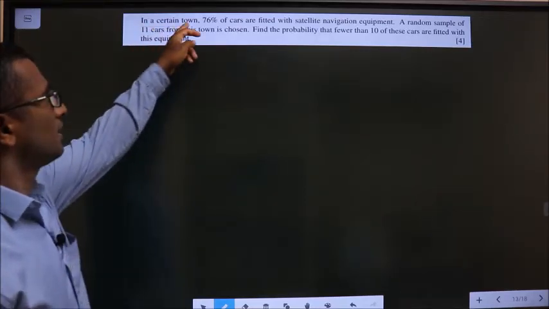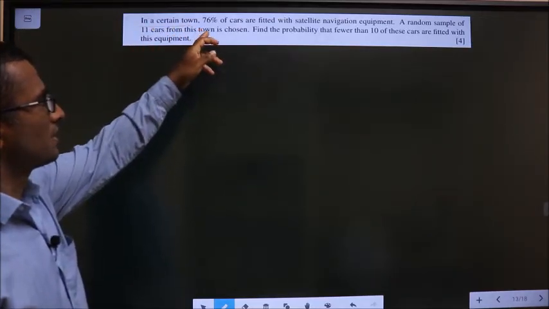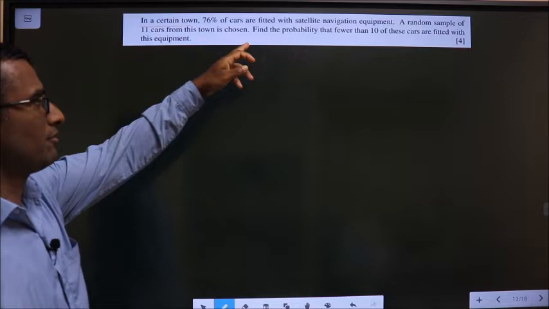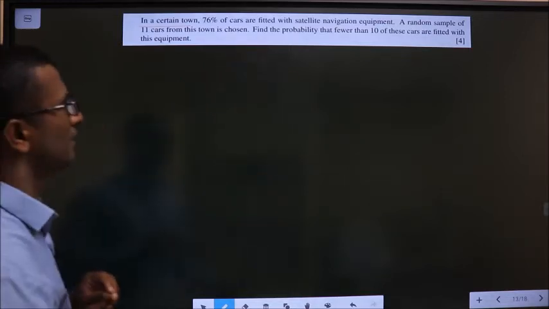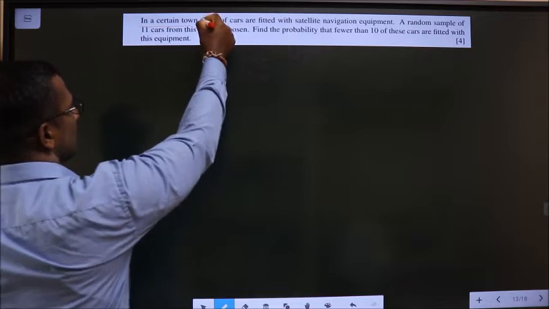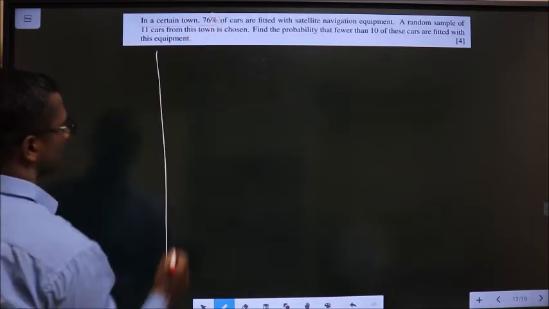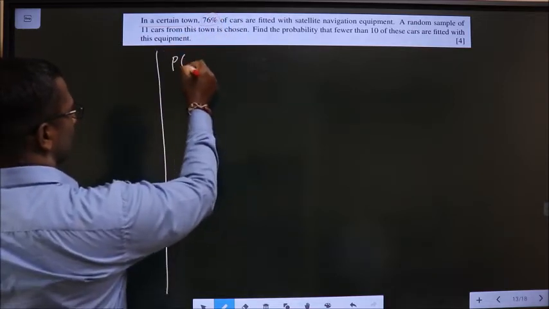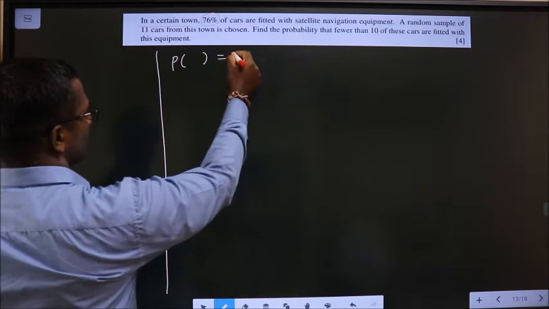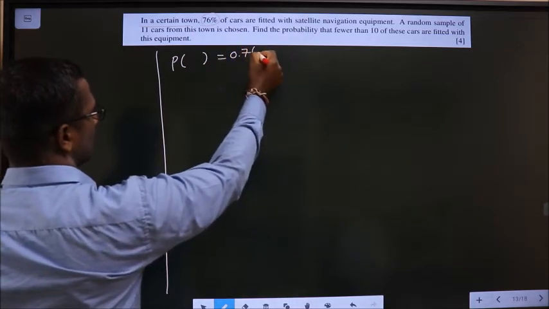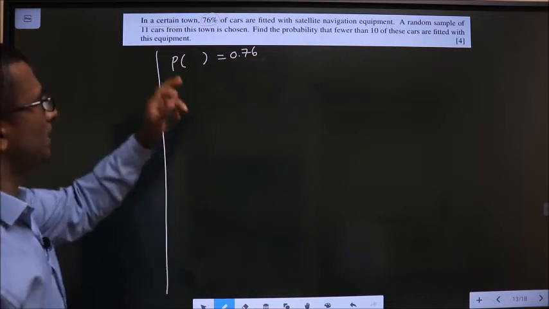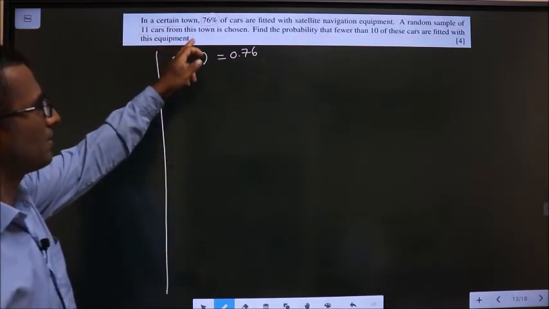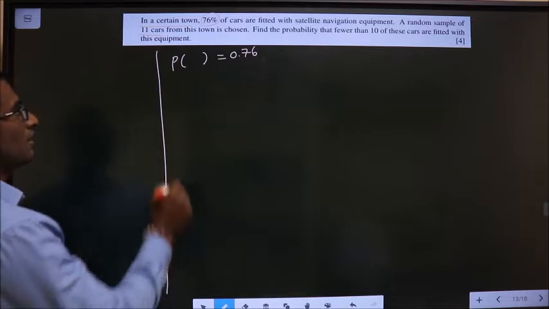In a certain town, 76% of cars are fitted with satellite navigation equipment. Here, 76% is nothing but the probability. So 76% is nothing but 0.76. A random sample of 11 cars from this town is chosen.